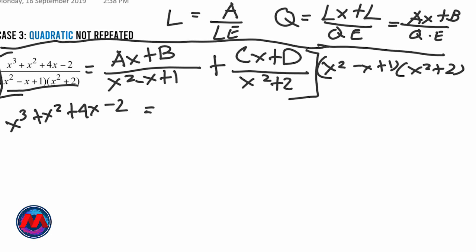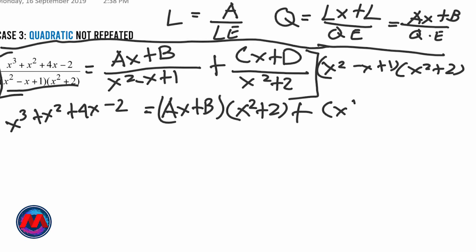magka-cancel out yung x squared minus x plus 1. So, yung matitira is x squared plus 2 lang. So, magiging ax plus b times x squared plus 2. Plus, sa second term natin, magka-cancel out yung x squared plus 2. So, yung matitira is cx plus d times, ano siya? Anong next? Times x squared minus x plus 1.